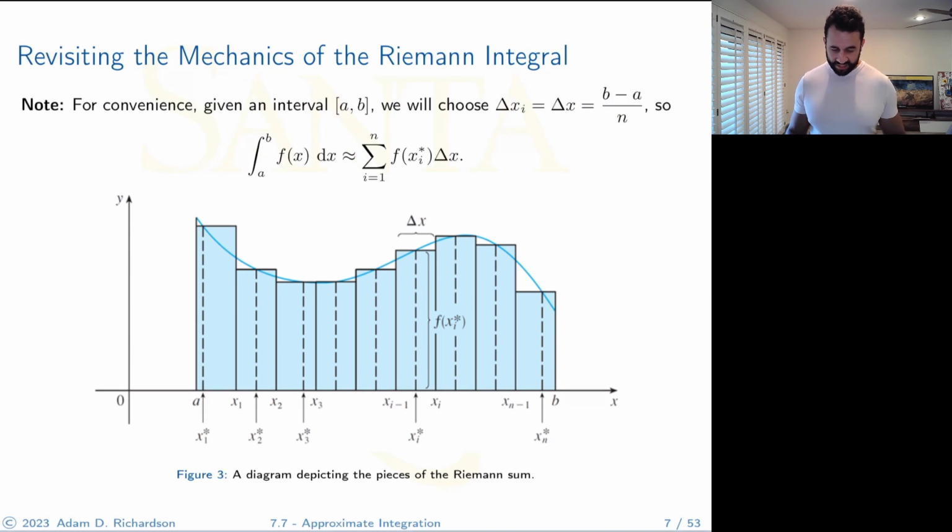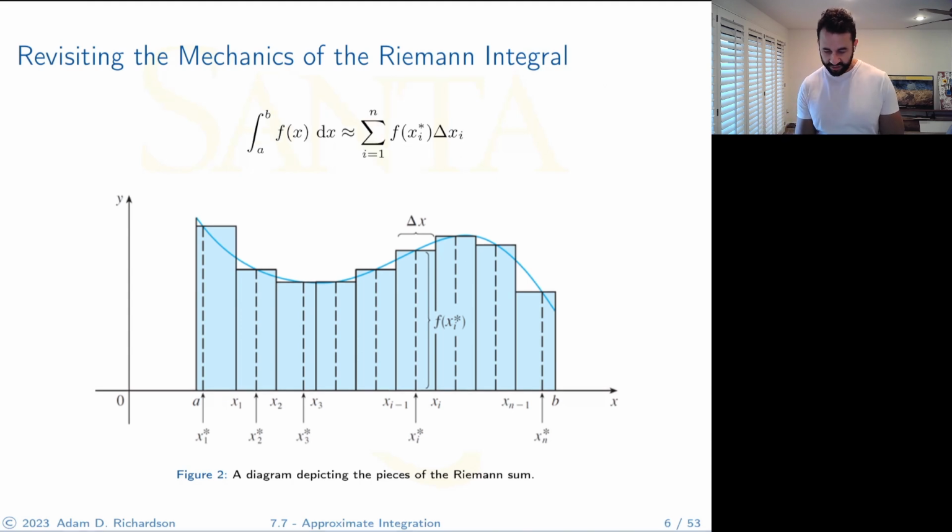A lot of times, rather than dealing with subintervals that are of different size, we just choose the subintervals to be the same size. The way that we do that is we take the length of the interval a to b and divide it by n, where n is just the number of rectangles that we want to use. So the partition and the subintervals don't have to be uniform, but they can be. A lot of times we just do that to make our lives a little bit easier.